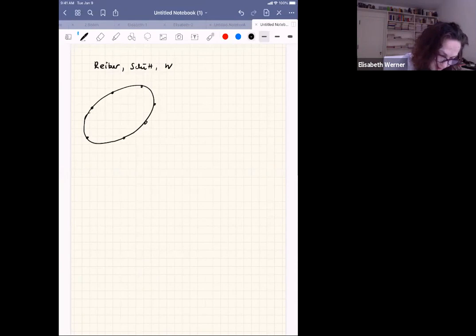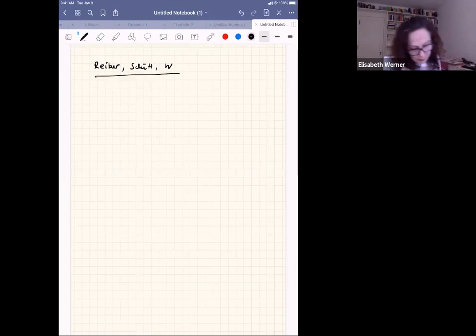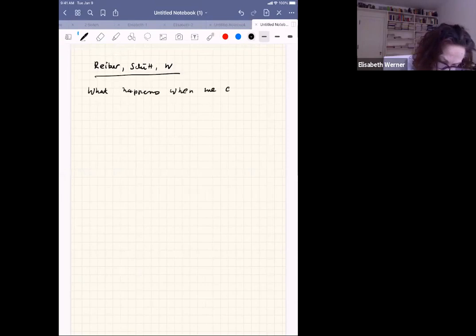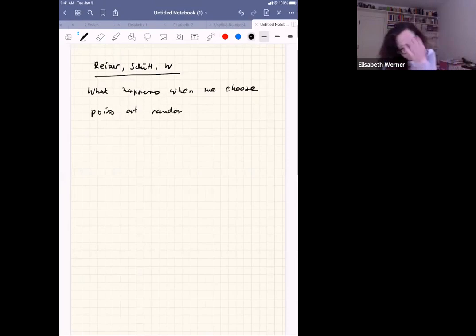So a natural question is, and that's what we did with Matthias and Carsten, what happens when we choose points at random with respect to a probability measure, now not on smooth bodies, but so to speak, at the opposite end of convex bodies, the other situation.